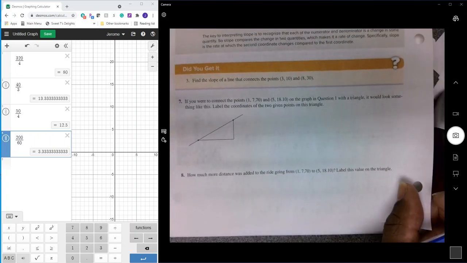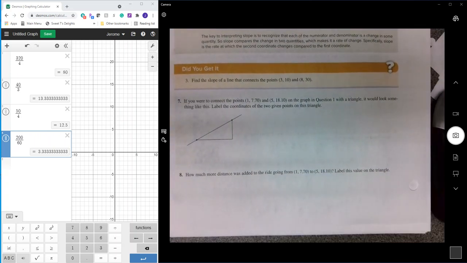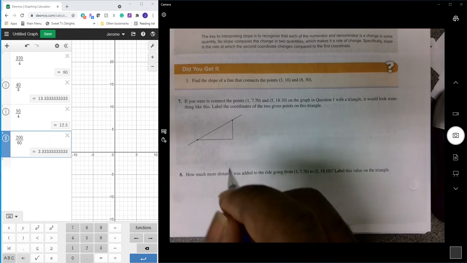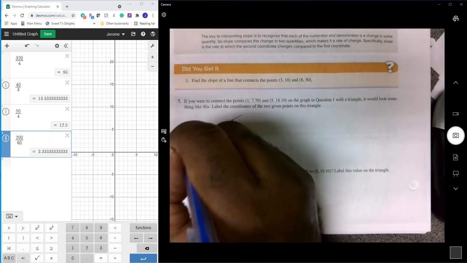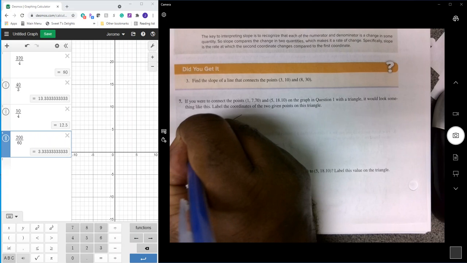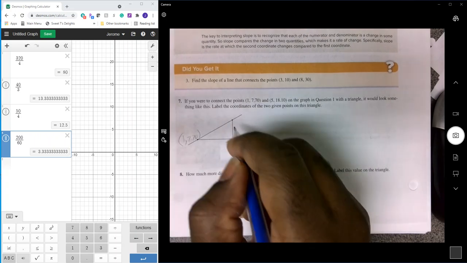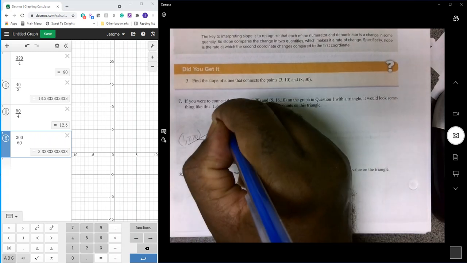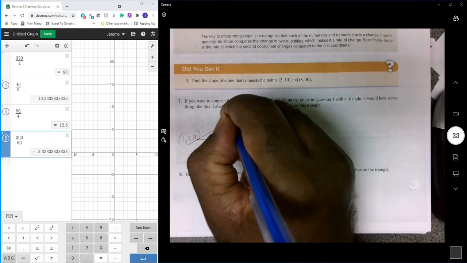Okay, number 7. If you were to connect the points 1, 7.70 and 5, 18.10 on the graph in question 1 with a triangle, it would look something like this. Label the coordinates of the two given points on the triangle. Okay, so the two given points, this right here would be your 1, 7.70. And this right here would be your 5, 18.10.